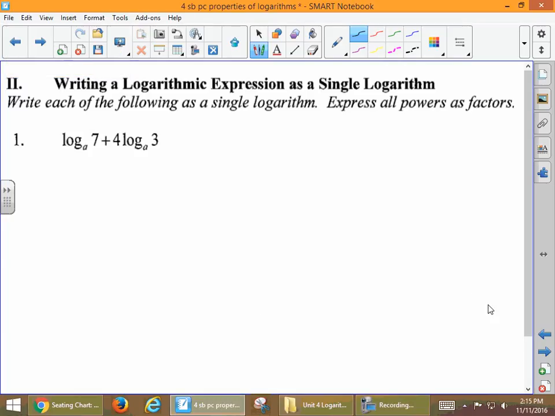So let's write each of the following as a single logarithm. We still want to express all powers as factors. And in fact, the first thing that we look at when we're dealing with these problems is, do we have a coefficient? Yes, we do. We've got a coefficient on this particular problem of a 4. So the first step in this problem is that we're going to rewrite it as log base A of 7 plus log base A of 3 to the 4th.